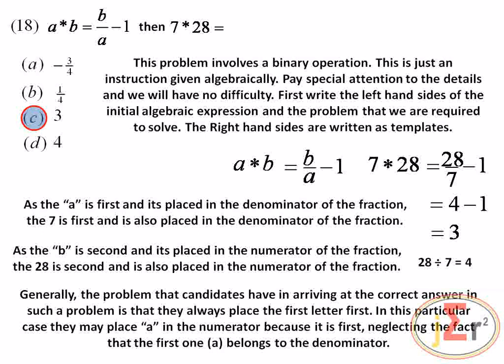Generally, the problem that candidates have in arriving at the correct answer in such a problem is that they always place the first letter first. In this particular case, they may place A in the numerator because it is first, neglecting the fact that the first one, which is A, belongs to the denominator. So if we pay special attention to where each one is placed, then we will have no difficulty in arriving at the correct answer.